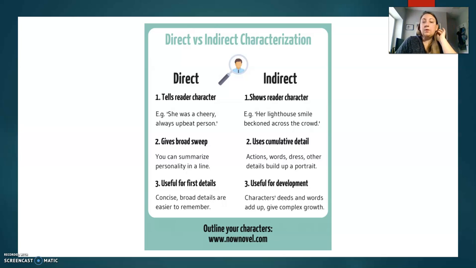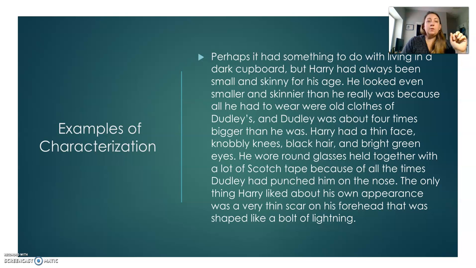And this is useful for the development of your characters and it makes them more complex. So as you're thinking about the characters of your short story, think about how you can meld direct and indirect characterization together. So, for example, this is an example from Harry Potter and the Sorcerer's Stone. And this is an example of how J.K. Rowling is giving characterization.